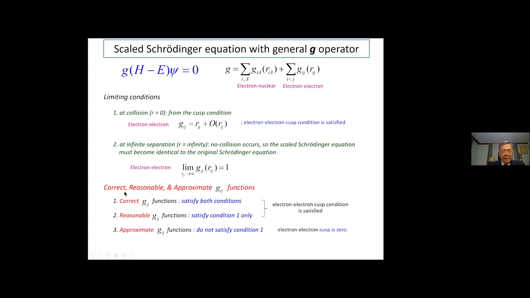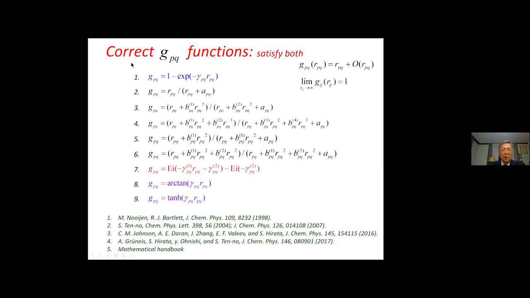When a G function satisfies both conditions, we call it a correct Gij function. When it satisfies only condition 1, the cusp condition, we call it a reasonable Gij function. And when we use an Sij function that does not satisfy the cusp condition, it is approximate. This is an example of correct Gij functions. This satisfies both conditions. And these functions, as far as I know, Professor Nguyen and Bartlett used first.